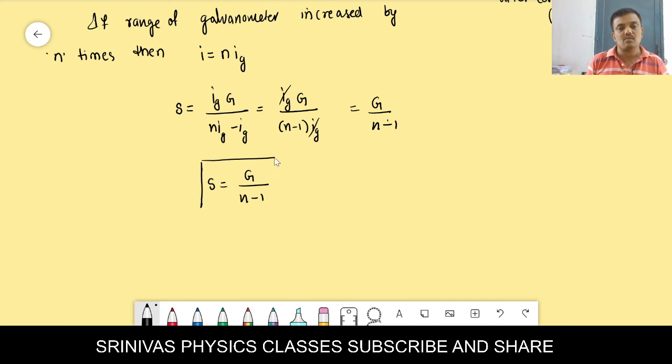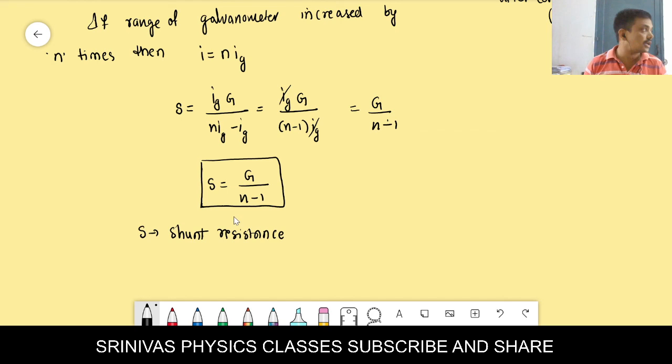Right? In order to increase the range of the galvanometer by n times, how much shunt resistance should we connect? S is the shunt resistance, and this is the formula for the shunt resistance that we should connect to a galvanometer in order to convert it into an ammeter. To increase the range of the galvanometer by n times, we should connect a small resistance in parallel to it.